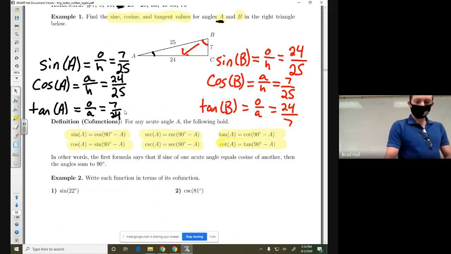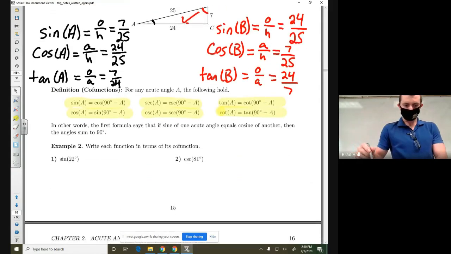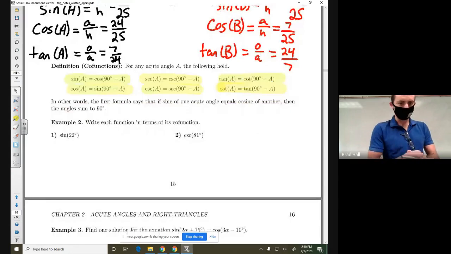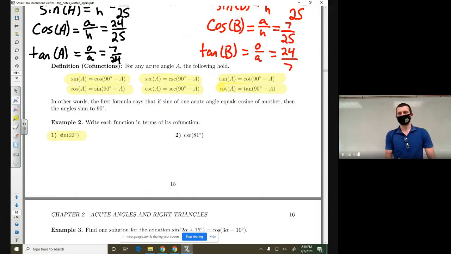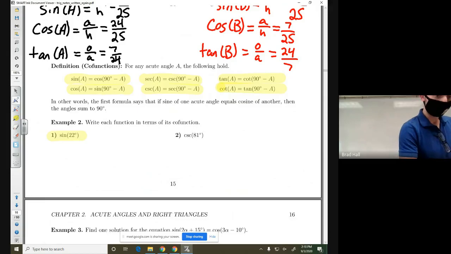And so with these formulas in mind, let's go ahead and scroll down a little bit to example 2 here, which says write each function in terms of its cofunction. So for part 1 in example 2, we want to write sine of 22 degrees in terms of its cofunction. Well, what's the cofunction of sine? Actually, it's cosine. See, just an addition of a prefix. And so we are rewriting this as its cofunction, so we're going to use cosine.